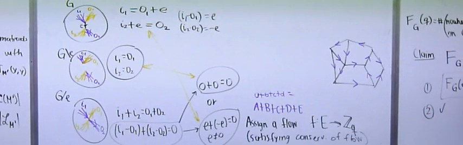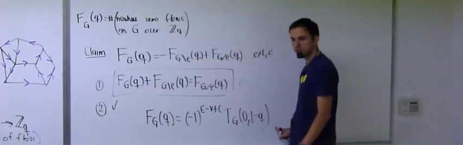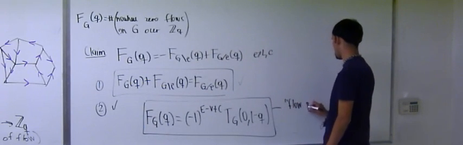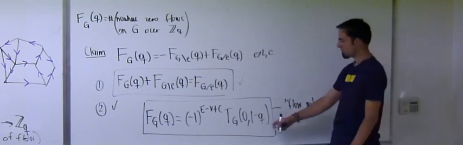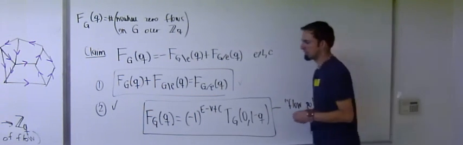And what this shows is that this is equal to minus 1 to the edges minus vertices plus connected components of the top polynomial at 0, comma 1 minus q. So if you are able to compute top polynomials, you're able to compute these guys, which are called flow polynomials. So this is another application of top polynomials to graph theory. Okay. All right.